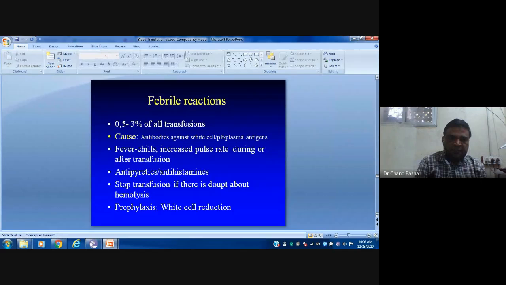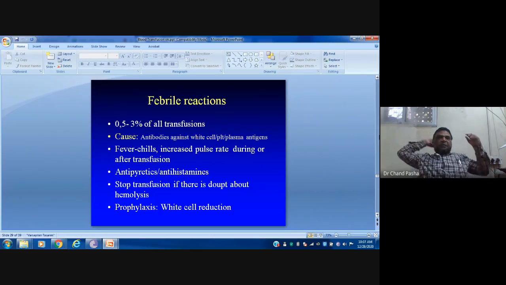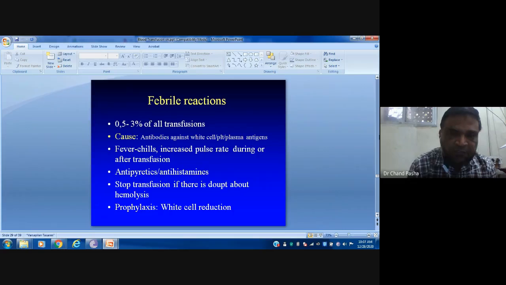Antipyretics and antihistamines can reduce these to a larger extent. Even for a normal IV transfusion, the doctors will give ranitidine or some paracetamol to prevent this kind of febrile reaction. Stop the transfusion if there is a doubt about hemolysis. You must have seen, even in the movies, when a blood or IV transfusion is given, the patient gets chills, fever and shivering. That is a febrile reaction. For prophylaxis, we can do white cell reduction.